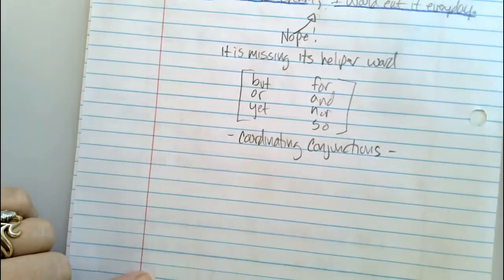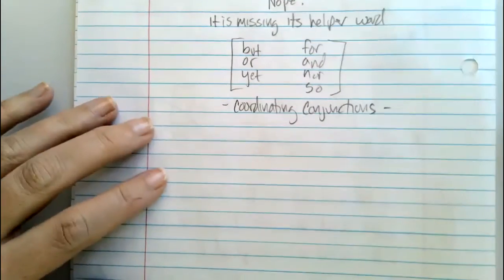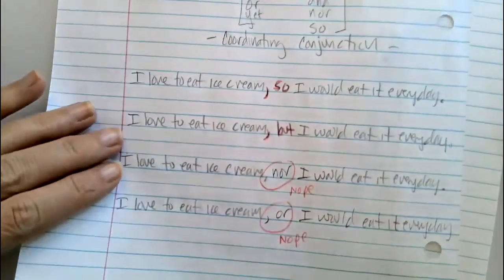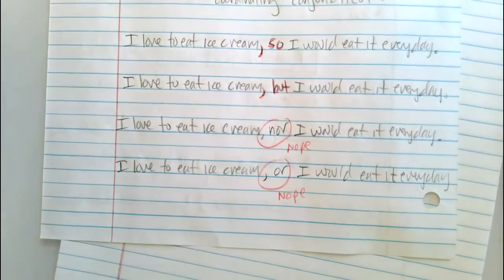Now we're going to put some examples down here and talk about whether these work or do not work. I'm going to go ahead and set this paper here. We've got only four we're going to do, and then we're done with this. The first one I want you to write: I love to eat ice cream, comma, so I would eat it every day. Then go over the comma in red and go over so in red. If I'm moving a little too fast for you, just pause the video, okay?